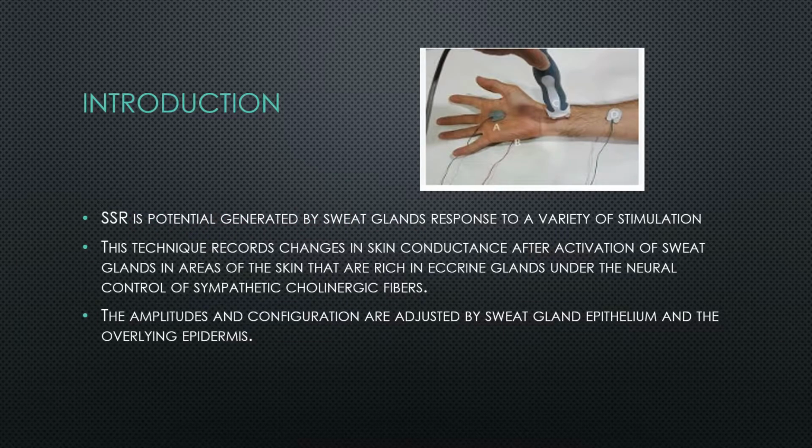Sympathetic skin response is a potential generated by sweat glands in response to a variety of stimulation. This technique records change in skin conductance after activation of sweat glands in areas of the skin that are rich in eccrine glands under the neural control of sympathetic cholinergic fibers. The amplitudes and configuration are adjusted by sweat gland epithelium and the overlying epidermis.